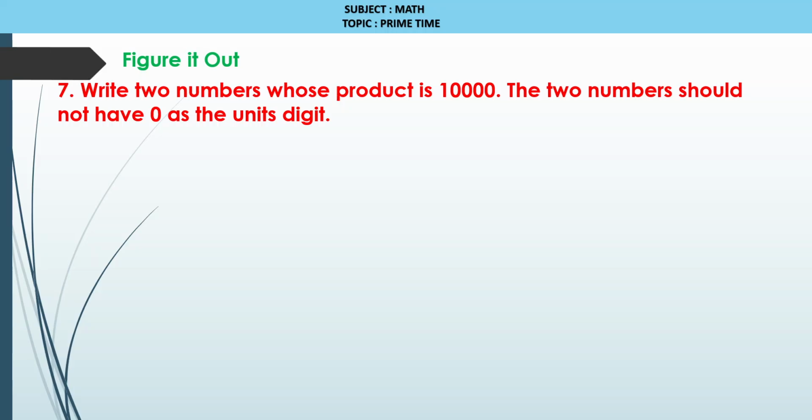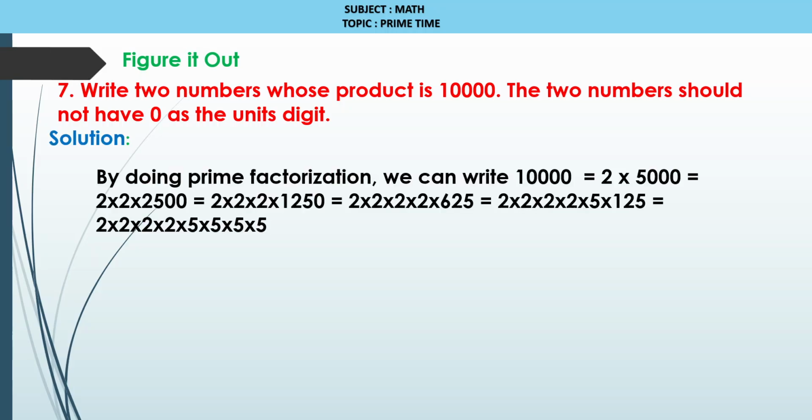Figure it out. Question number 7. Write two numbers whose product is 10,000. The two numbers should not have 0 as the units digit. Solution. Let us do prime factorization.